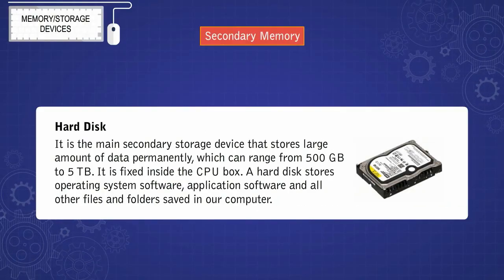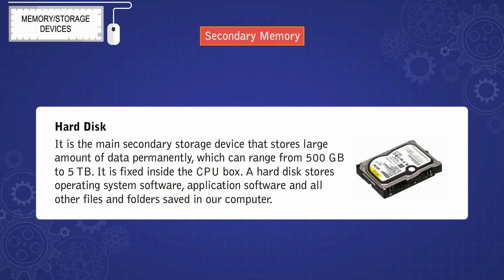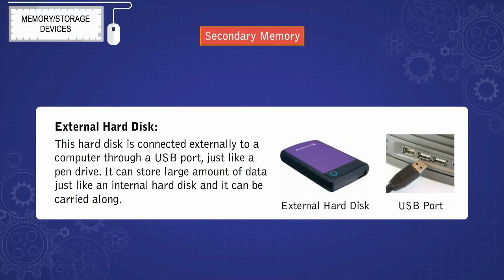Hard disk. It is the main secondary storage device that stores large amount of data permanently, which can range from 500 GB to 5 TB. It is fixed inside the CPU box. A hard disk stores operating system software, application software, and all other files and folders saved in our computer. External hard disk. This hard disk is connected externally to a computer through a USB port, just like a pen drive. It can store large amount of data just like an internal hard disk, and it can be carried along.